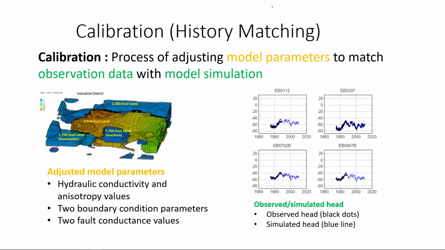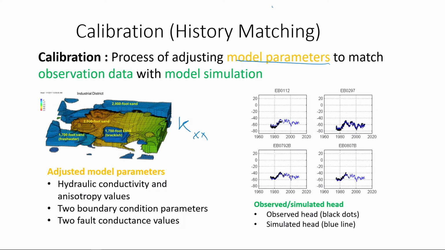So here is an example. We have this model, a groundwater flow model for a city. What we do is adjust the model parameters. Our model parameters are the hydraulic conductivity K, and an anisotropy value for this hydraulic conductivity, for example anisotropy in XX.